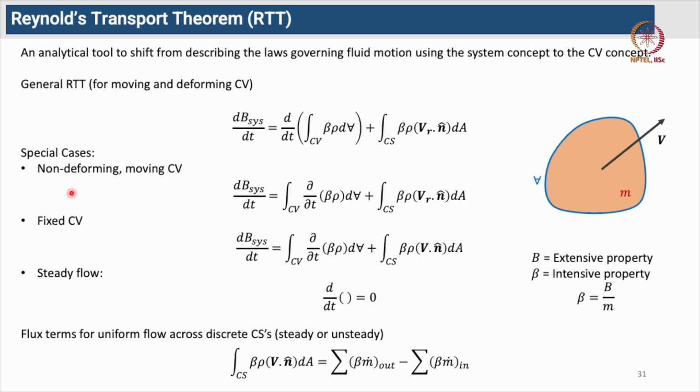There are special cases. There can be a non-deforming, moving control volume, etc. There can be a fixed control volume. There can be a steady state control volume. For steady state, of course, this will be equal to 0. If you look at these equations, this is the equation when you have a fixed control volume. The flux term is basically nothing but whatever is going out minus whatever is going in. That is all there is to it. Remember, this is across the control volume. So it's a volume integral, and this is a surface integral.